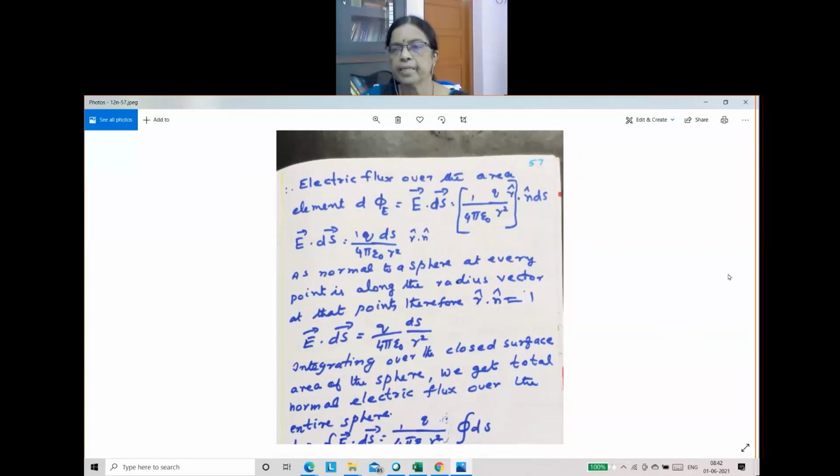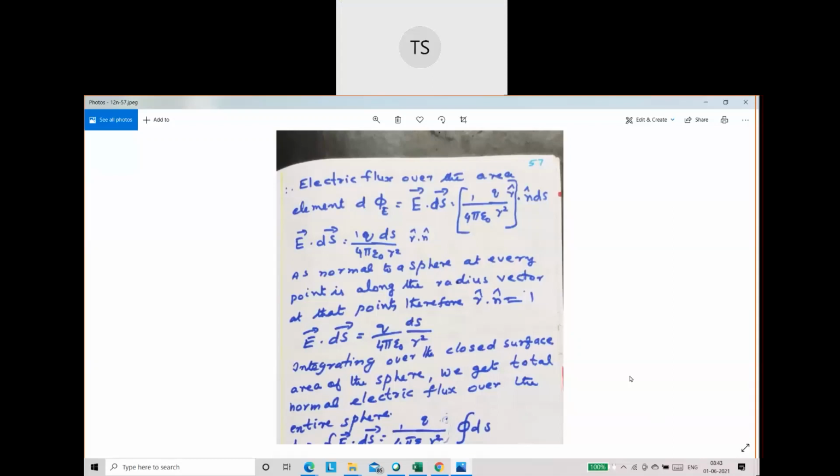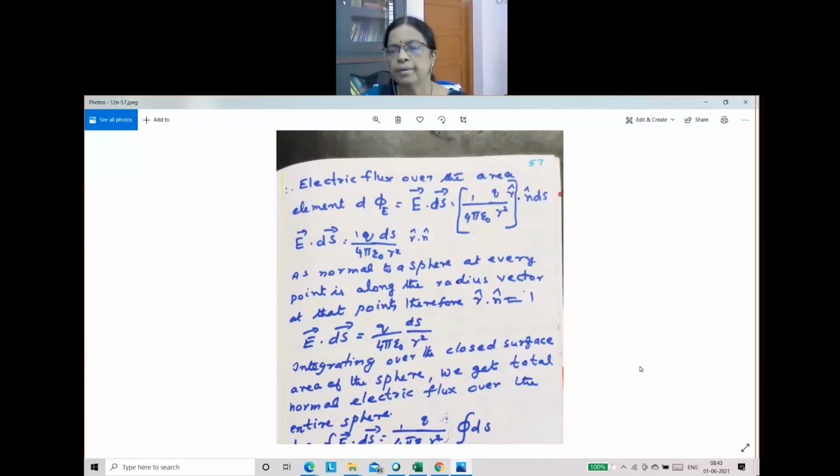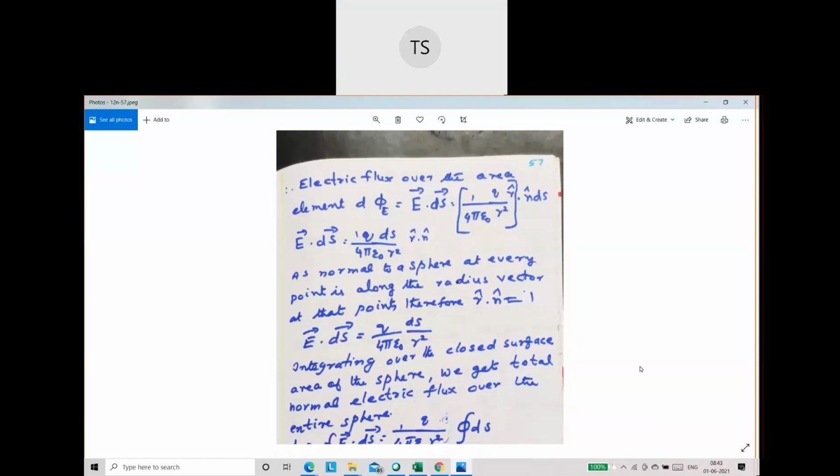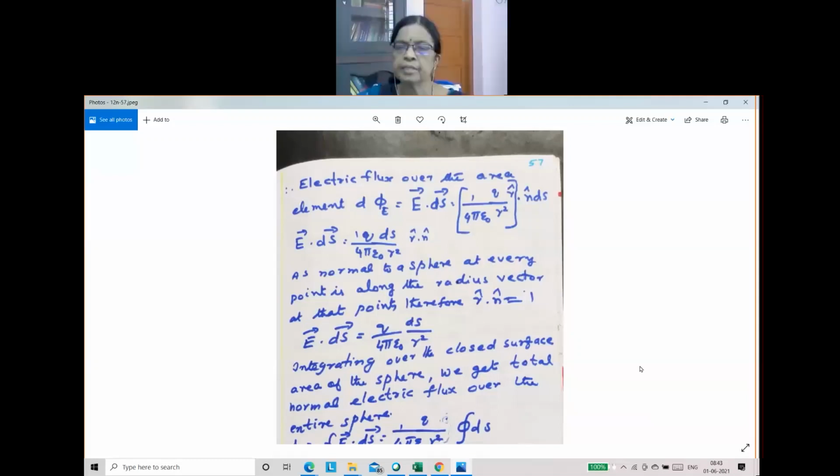Tamanna Shaju, tell. Sir, what is the mathematical form of Gauss's theorem? Gauss's theorem, flux equal to?